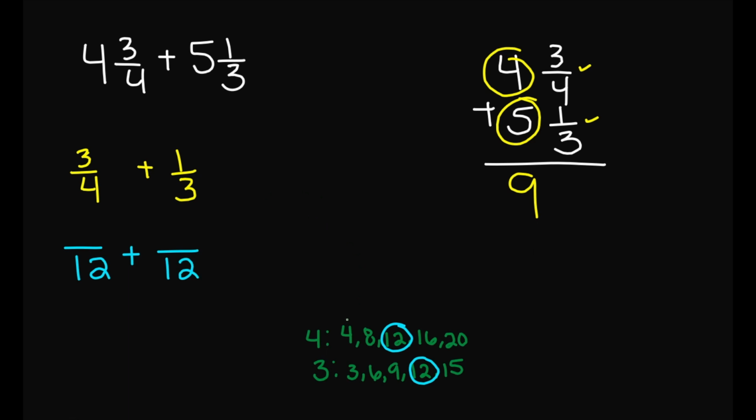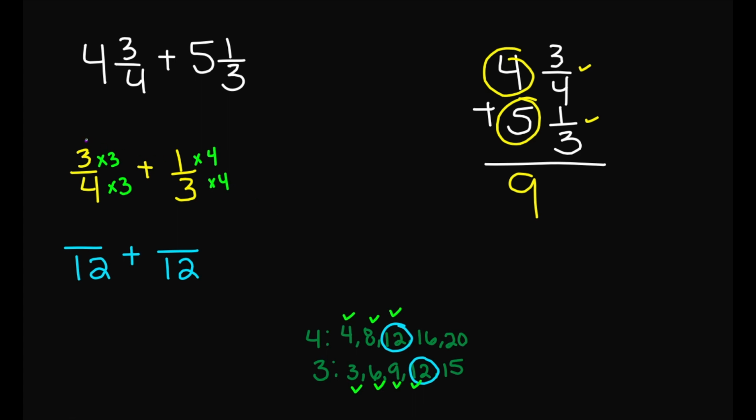So look at my 4. I'm going to multiply top and bottom by 3. And then for my 3, I'm going to multiply top and bottom by 4.